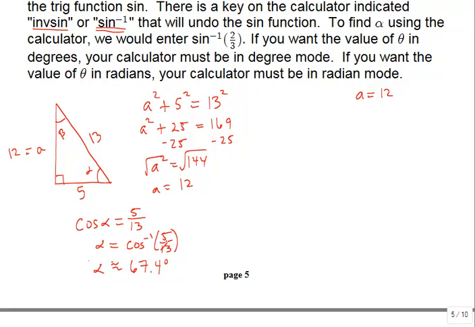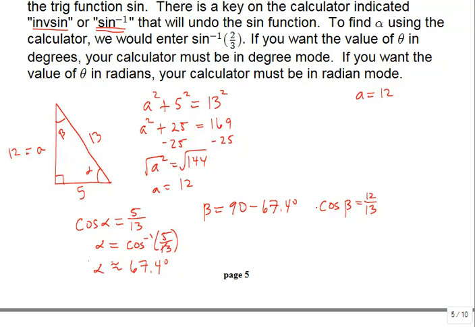Now to get beta, you have choices. If you know this acute angle is 67.4, then this angle beta would have to be 90 minus that. So that would be one quick, easy way to get beta. The other option is you could use another trig function. So you could say cosine of beta is equal to the adjacent side 12 over the hypotenuse 13, or you could have said sine of beta is 5 over 13. You could have used a tangent, lots of different options here.